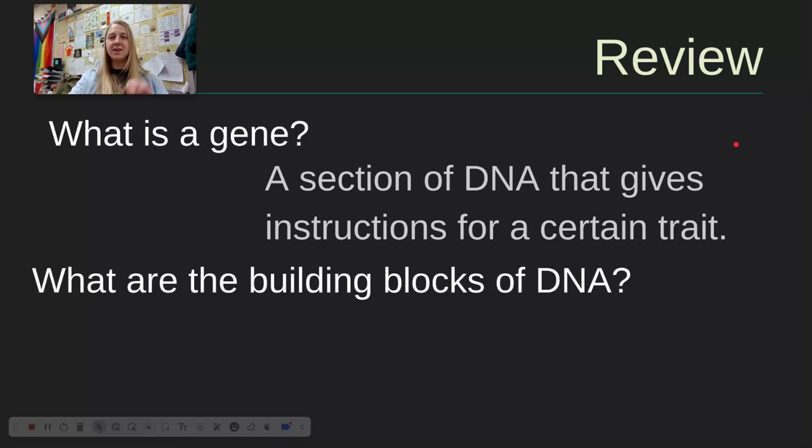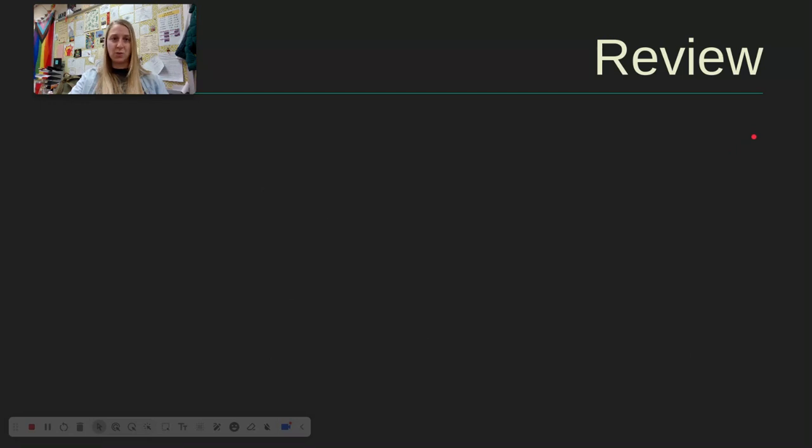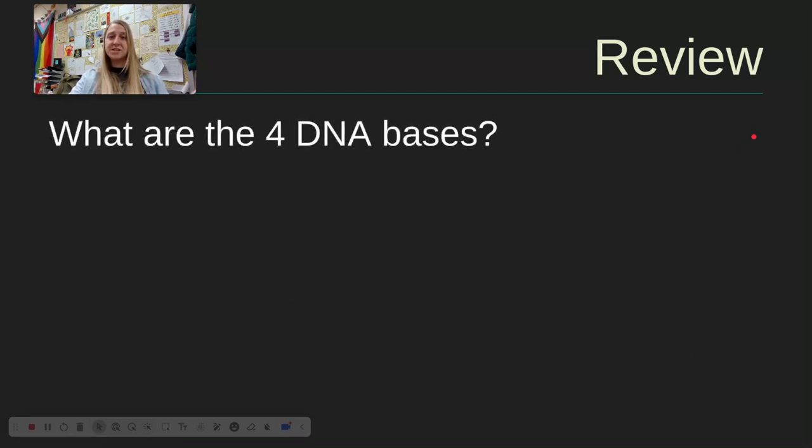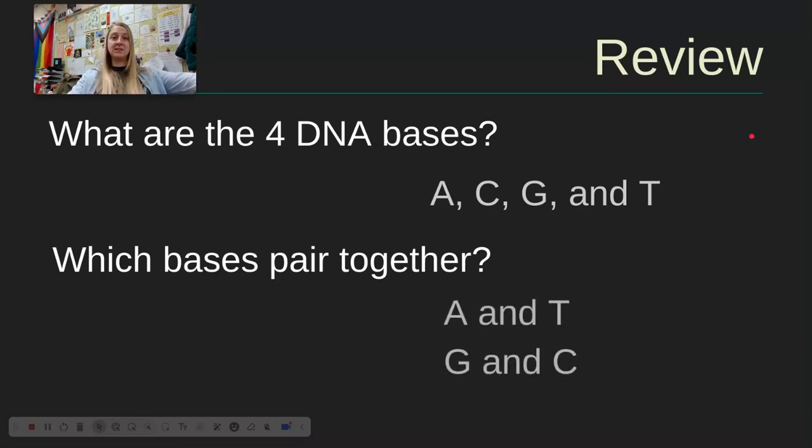Building blocks of DNA, you can either use the big fancy science word or you can use a simpler word. Nucleotides or DNA bases are what we would call those. Those 4 DNA bases, what are those 4 letters? A, C, G, and T. A pairs with and G pairs with. If you said A, T, and G, and C, you're good to go.